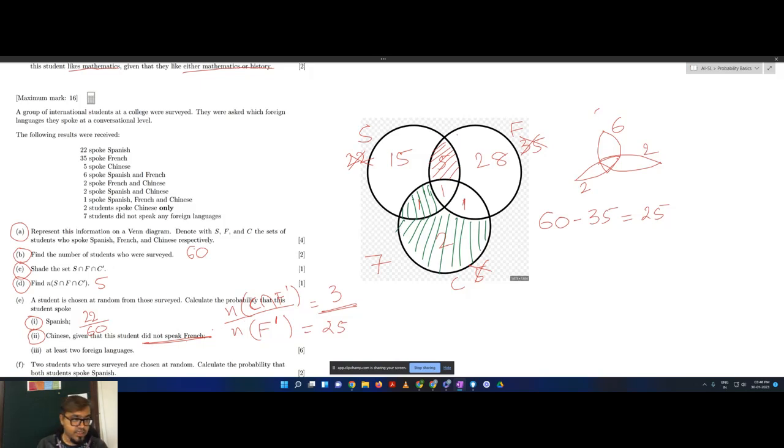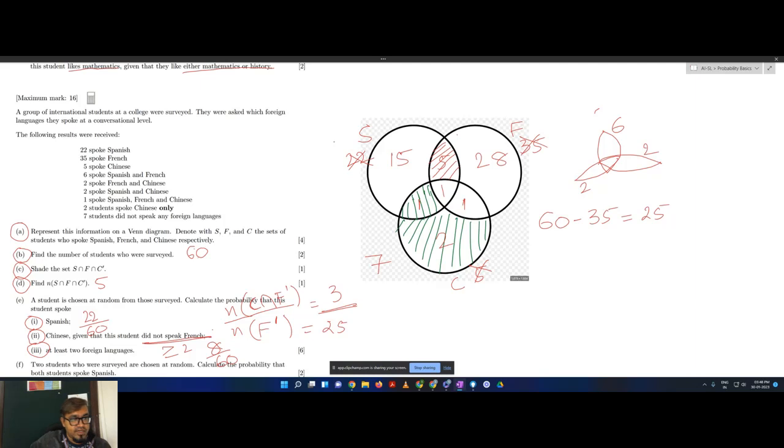Okay. Now the last part, third part: calculate the probability that this student spoke at least 2 foreign languages. So at least means 2 or more than 2 languages. So 2, or it can also be 3 languages. So we're looking at 5 plus 1 plus 1 plus 1, which turns out to be 8. 8 over 60. Out of 60, you have 8 people who speak at least 2 foreign languages. Again, you can reduce to a decimal and give your answer as a decimal.